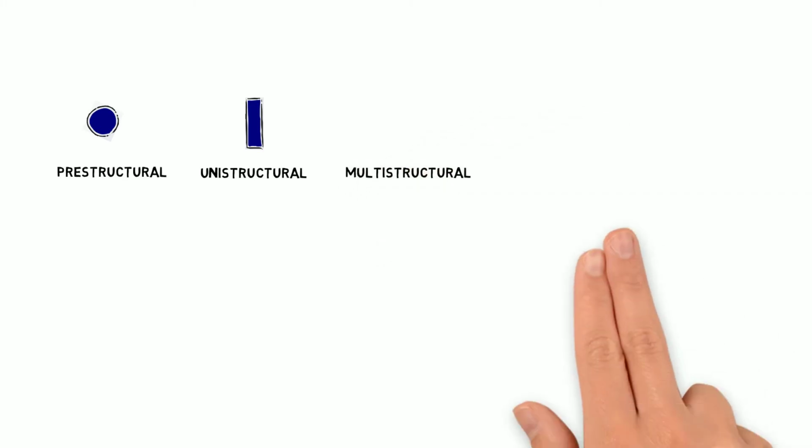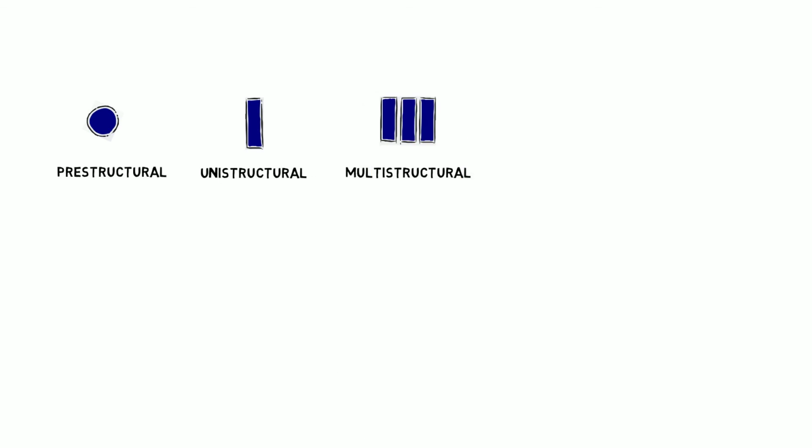The third stage of learning is multistructural. Now the learner has built an understanding of several aspects of the task, but their relationships to each other and the whole are missed, and the learner still requires support from the teacher as their learning develops further.